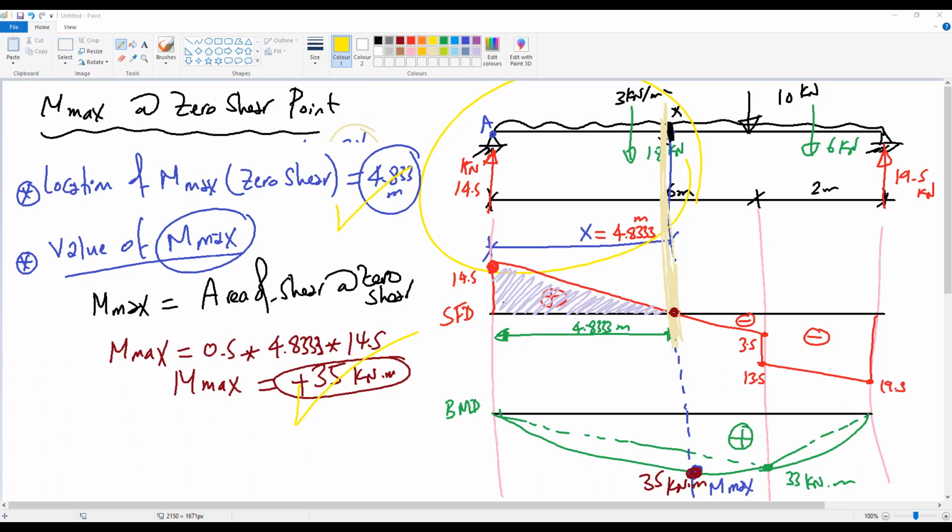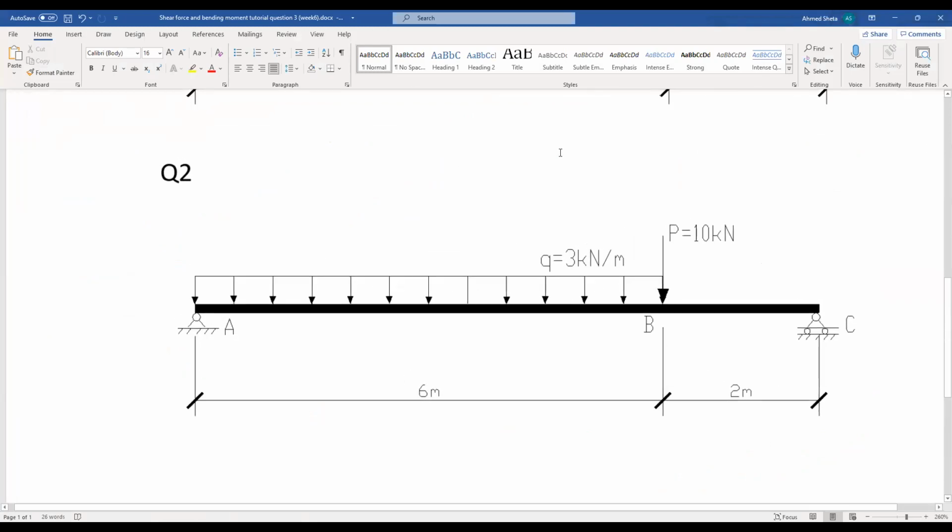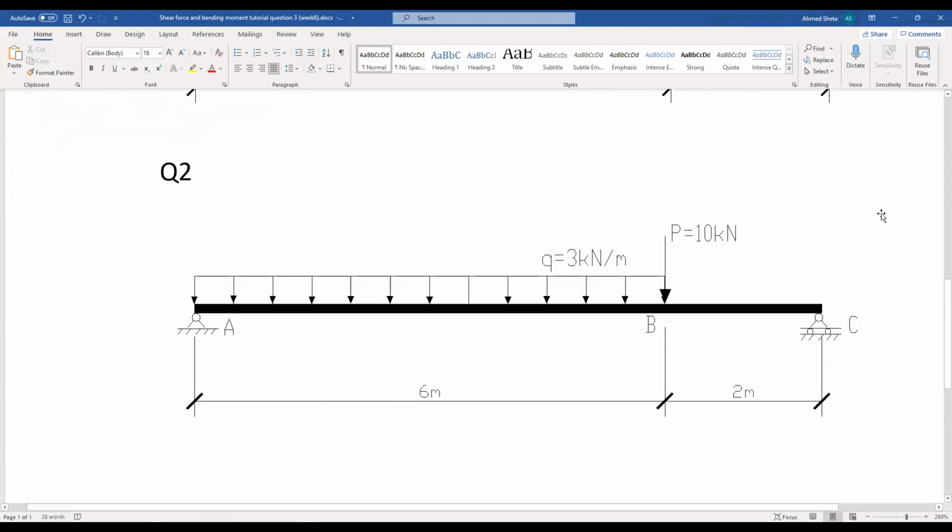Now I will shift to the next questions. Next question. So this question is similar to the question I have just solved. Can you see the difference between them? Can you tell me what is the difference?